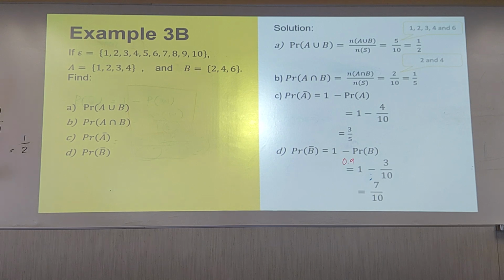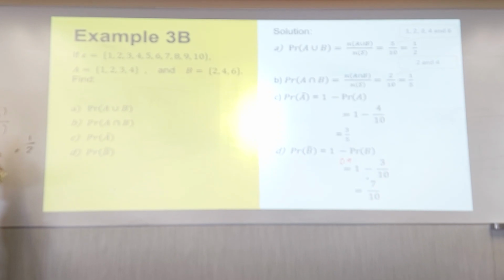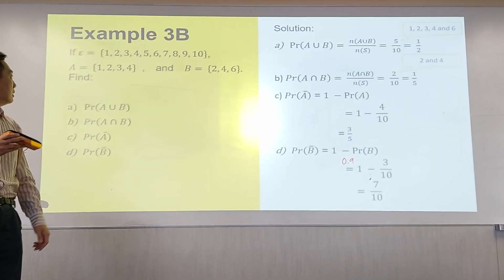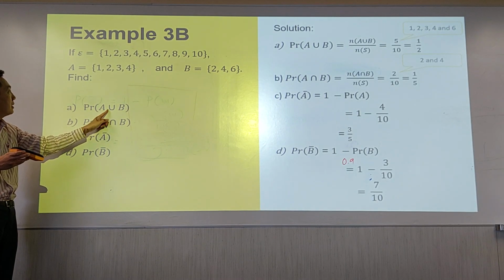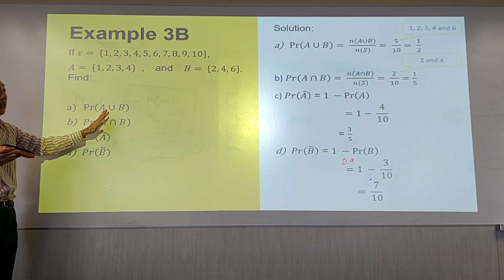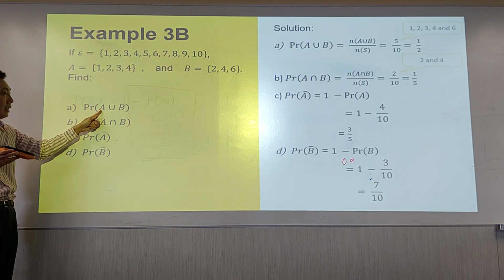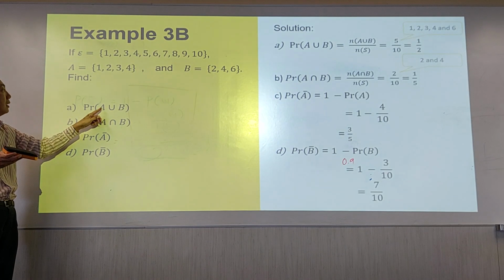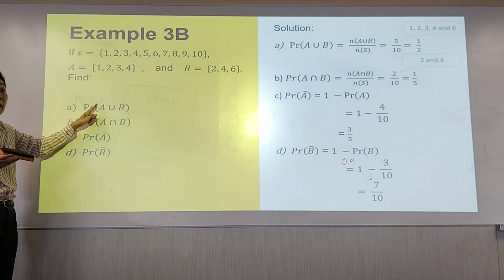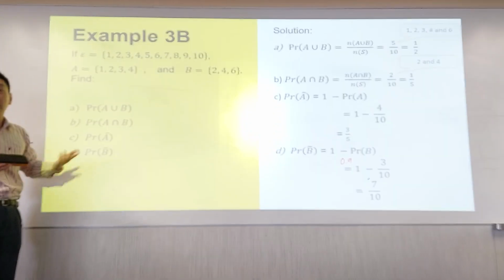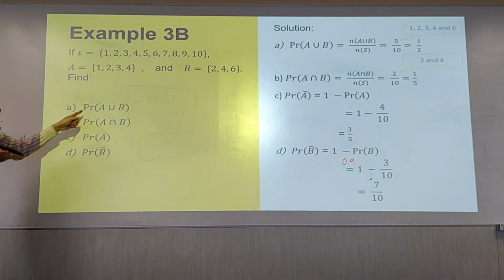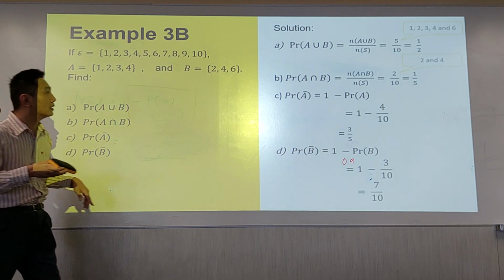Based on this information, you are asked to calculate the probability of A union B. For A union B, you have to check. Union means the number can happen in A or B or both. I repeat, A union B means the elements that can appear in either A or B or both. There are a few ways to solve the problem. You can apply this formula.